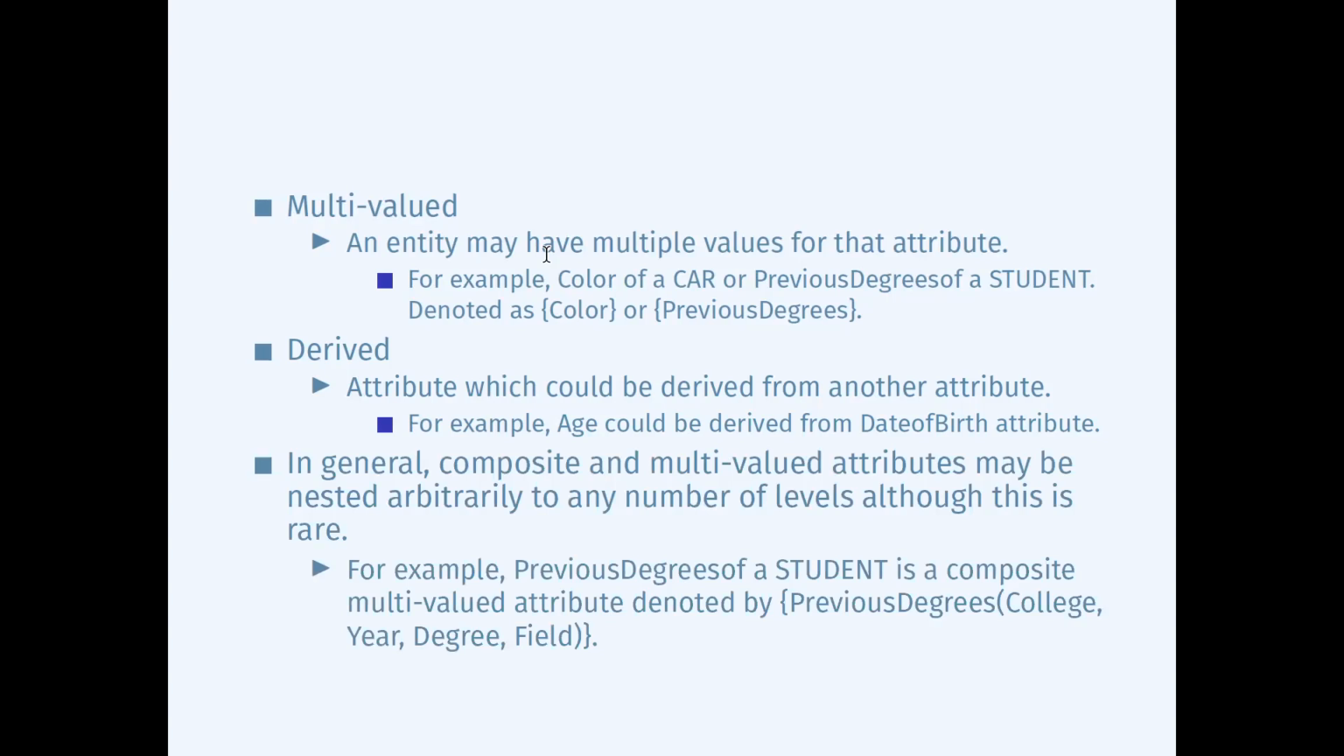Next, sometimes you can combine both composite and multi-valued attributes. For example, if you take previous degrees, you can have multiple values, but for each degree you can have the college or university where you got the degree, the degree year, the degree name, and then there should be a field. So these are some types of attributes.